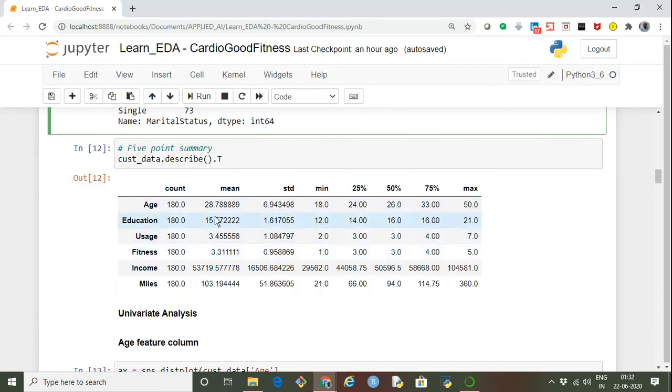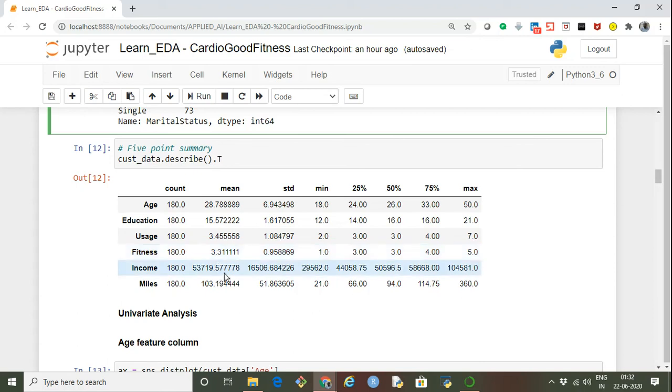So age, the mean age of the customer was around 28 years. Education, the mean education around 15 years of education. Usage, so on an average, customers said that they would use the treadmill between 3 to 4 times in a week. Fitness, on an average, customers rated themselves 3 on a scale of 1 to 5. It means kind of average or okay.